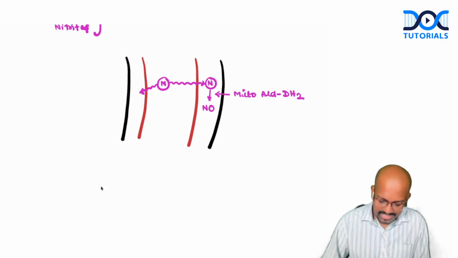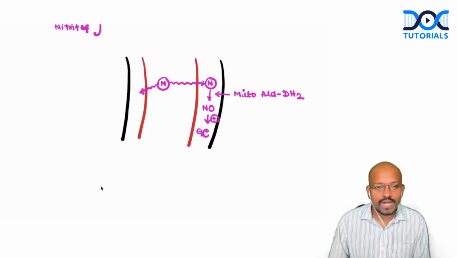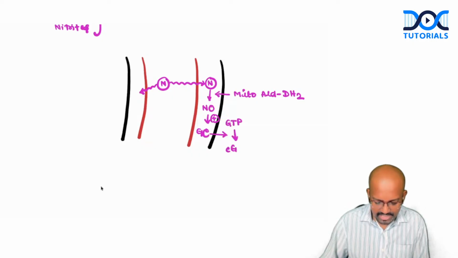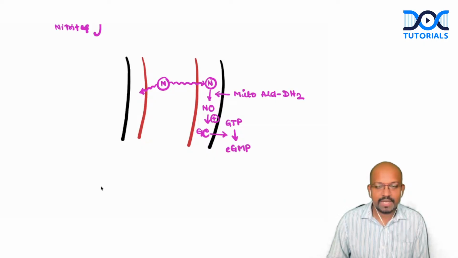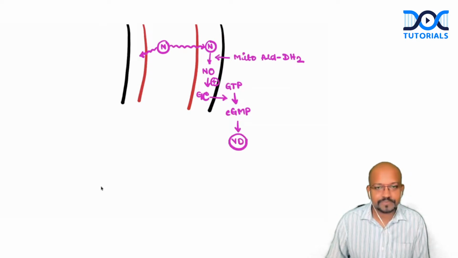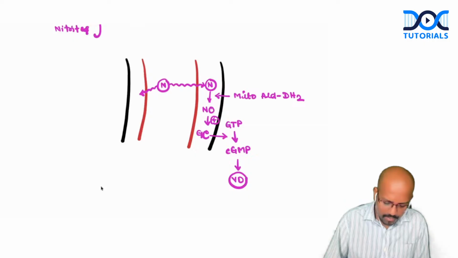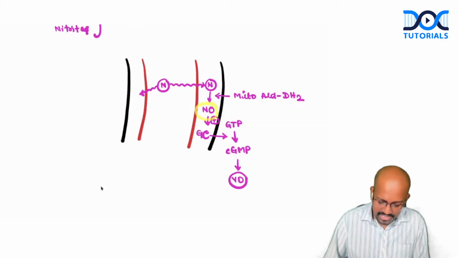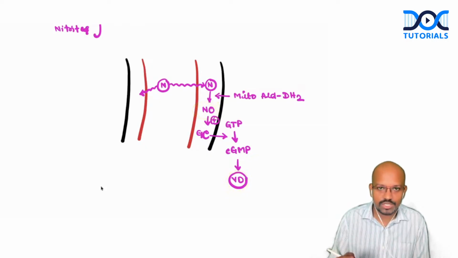This nitric oxide, once it is inside, what exactly is it going to do? It will stimulate guanylyl cyclase. As we know, guanylyl cyclase converts GTP to cyclic GMP. This cyclic GMP in turn is responsible for vasodilatation. Most of you would know this one-liner: nitric oxide is a potent endogenous vasodilator. We have read it in physiology itself.